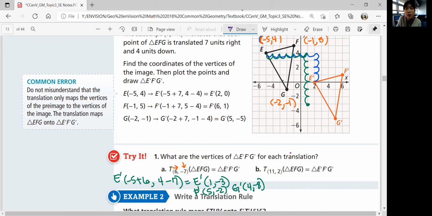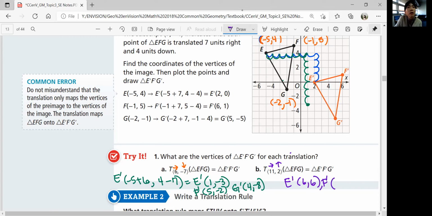Look at part B. Starting from the same points, E, F, G, you're going to move 11 units to the right and 2 units up. So starting from the same point, negative 5 comma 4, you're going to add 11. So negative 5 plus 11 is 6. And from 4 you add 2, and that's another 6. So you got E prime as 6 comma 6.